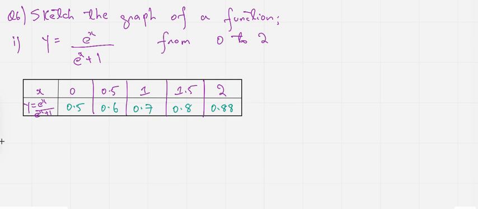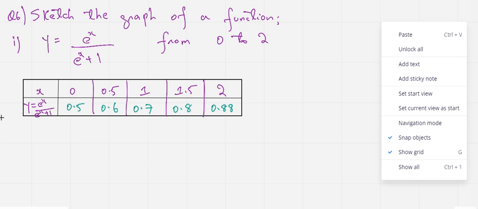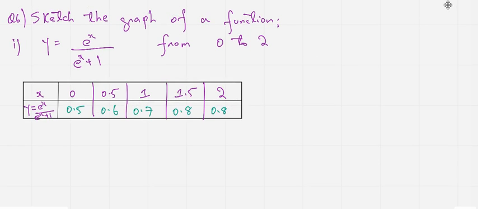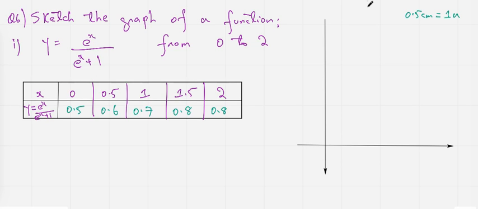Scale values actually depend on the space of working provided to you out there. Sorry for that. So I just take here 0.5 centimeter equals 1 unit for my y-axis, and for the x-axis I'm going to take 1 centimeter equals 1 unit. This is for the y and this is for the x.